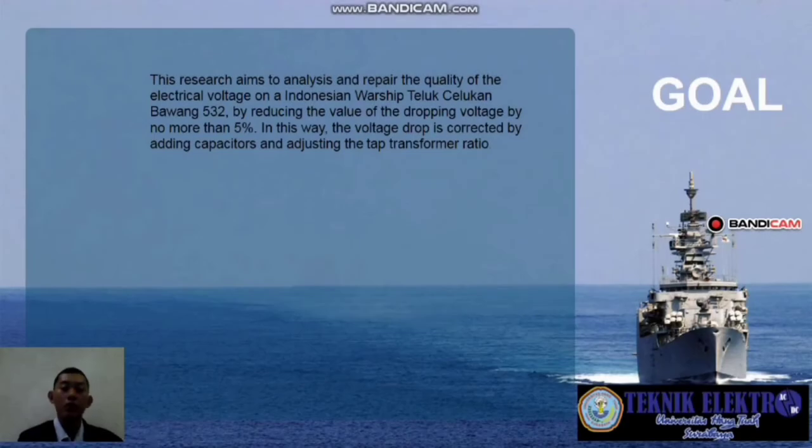Fourth, goal. This research aims to analyze and repair the quality of the electrical voltage on the Indonesian warship Teluk Celukan Bawang 532 by reducing the value of the voltage drop to no more than 5%. In this way, the drop voltage is corrected by adding a capacitor bank and adjusting the tap transformer ratio.